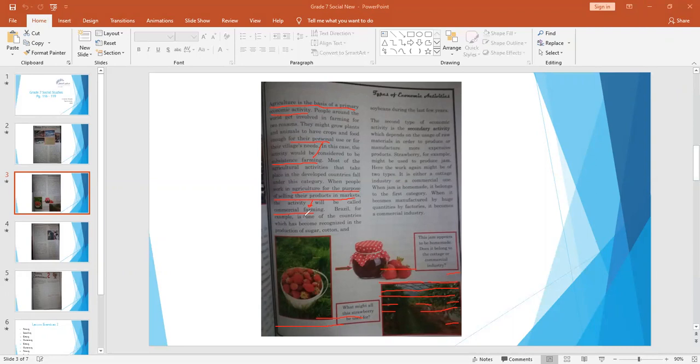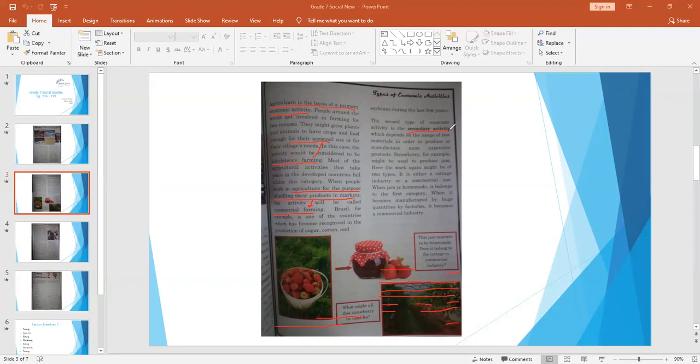Brazil, for example, is one of the countries which has become recognized in the production of sugar, cotton, and soybeans during the last few years. So now we see here that there's also two types of farming, but not too much focus on that. The second type of economic activity is, underline this please, grade 7s, the secondary activity.